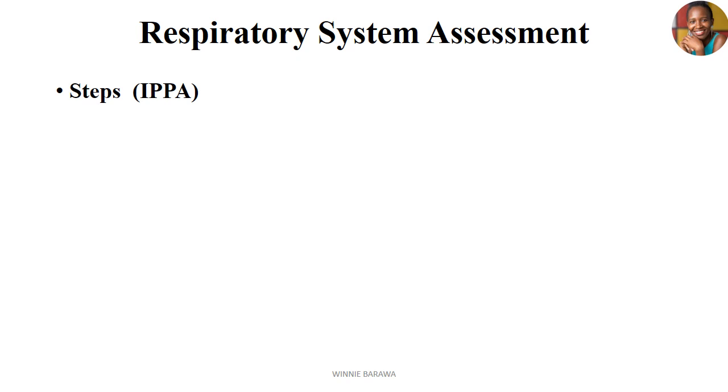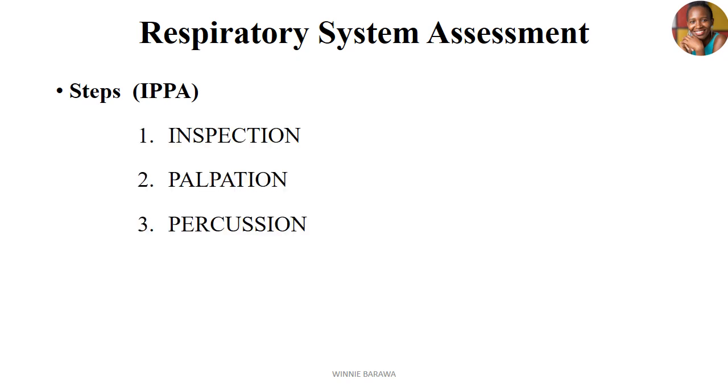So now we've understood the main introductory part. Let's see which techniques we use to assess the respiratory system. The steps can be abbreviated as IPPA, and this means you use the first technique of inspection, followed by palpation, followed by percussion, and then we will finish with auscultation. These are the different techniques that we're going to focus on to assess our respiratory system.